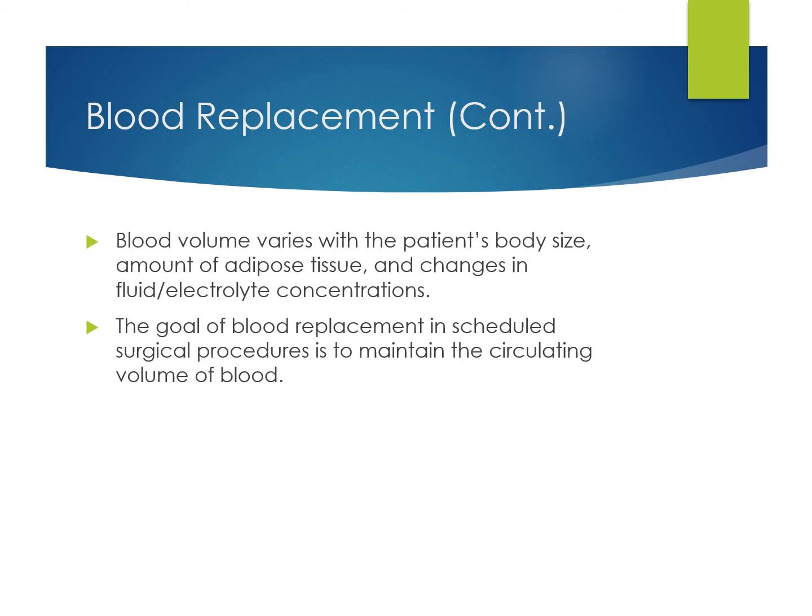Blood volume varies with the patient's body size, how much adipose or fat tissue they have, and changes in fluid and electrolyte concentrations. The goal of blood replacement in scheduled procedures is just to maintain that circulating volume of blood. So if there's a surgery that they know is going to be higher risk as far as losing blood, especially like a vascular case, they will typically go ahead and have that blood ready to go in the event that they need to give it and they're losing too much blood.